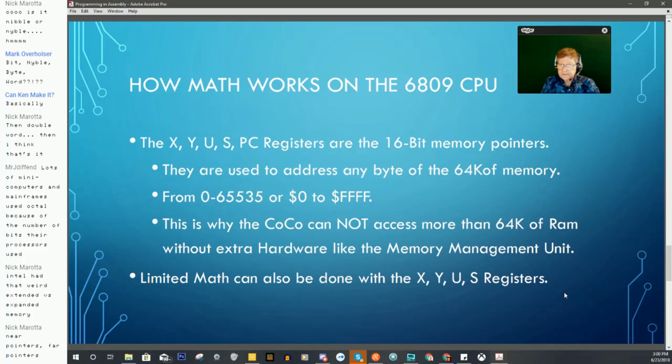They can point to any single byte of the 64K of memory. And as I said before, this is what causes the restriction of the COCO not to be able to talk to more than 64K of RAM without extra hardware like a memory management unit. And we're going to talk about that a little bit later in another segment.